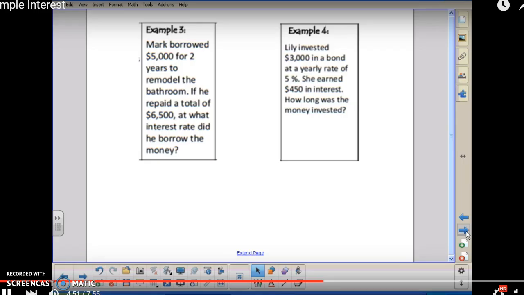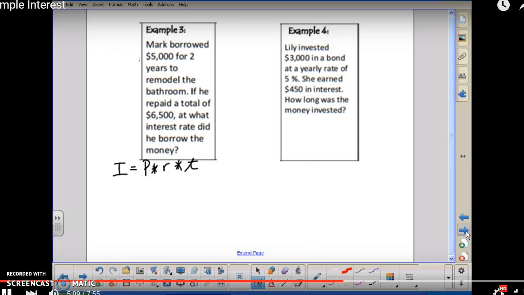In example 3, Mark borrowed $5,000 for 2 years to remodel the bathroom. He repaid a total of $6,500. At what interest rate did he borrow the money? Well, in this problem, it's a little tricky. 5,000 is the principal, the 2 is the time, but we don't know the amount of the interest. We know the end result.